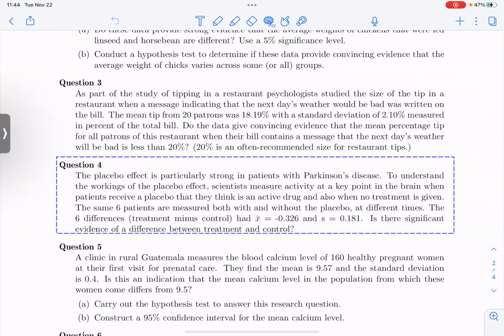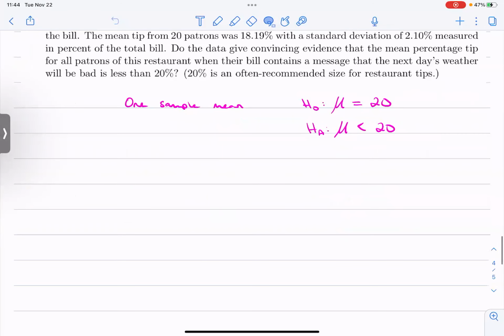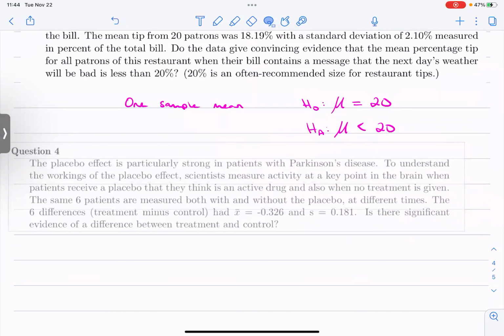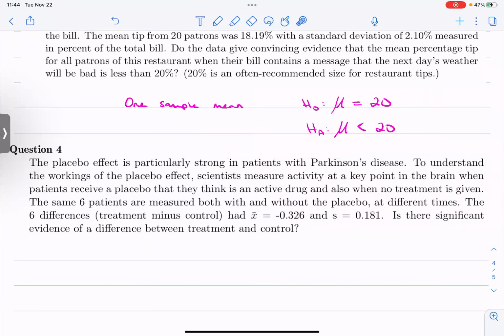How about another one? The placebo effect is particularly strong in patients with Parkinson's disease. To understand the workings of the placebo effect, scientists measure activity at a key point in the brain when patients receive a placebo that they think is an active drug, and also when no treatment is given.